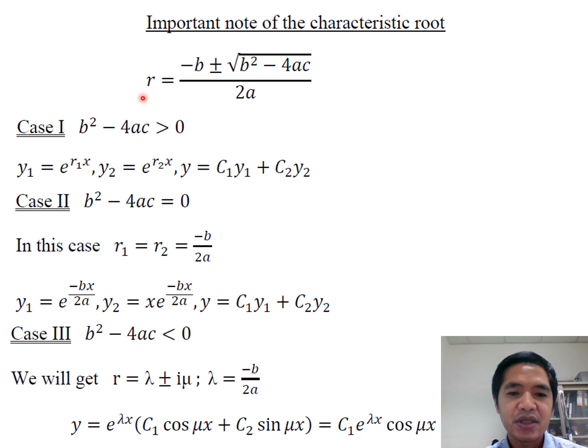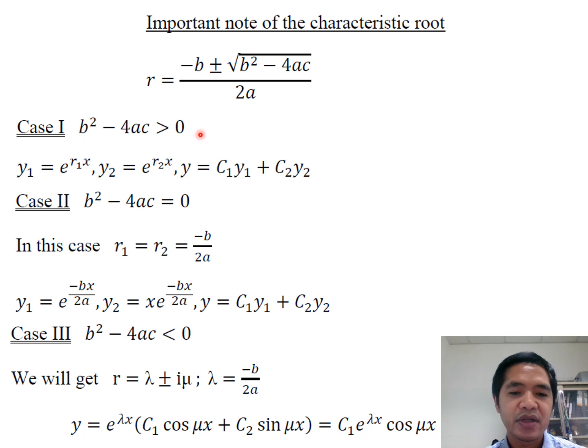Okay, because when we look at the square root, which is b squared minus 4ac, sometimes it is positive, sometimes it's equal to zero, or sometimes it's less than zero, a negative value. How's that gonna work?